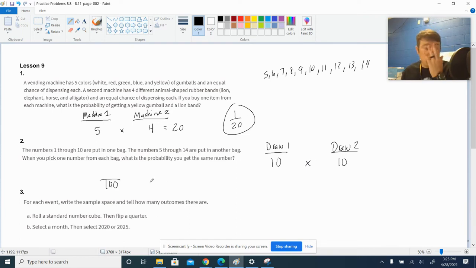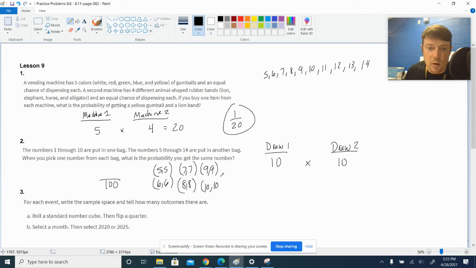We're looking for, out of those 100 combinations of numbers that you can pull, what's the probability that you get the same number? Okay. Now remember, the second bag only has 5 through 14, so it's impossible to get 1, 1. It's impossible to get 2, 2, 3, 3, 4, 4. But you could get 5, 5, right? You could get 6, 6. You could get 7, 7. You could get 8, 8, 9, 9. And they both have the number 10 in them.